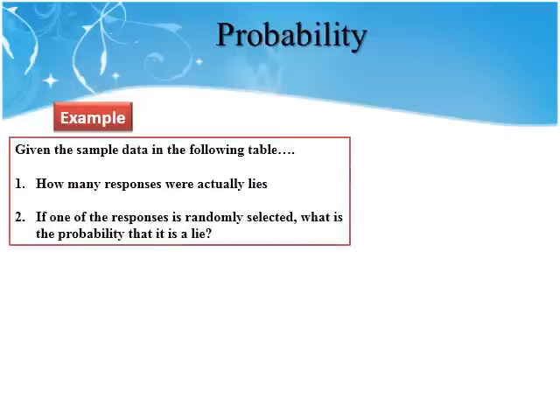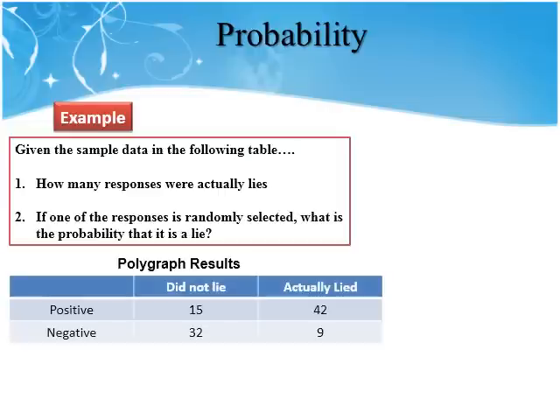Another example. Given the sample data in the following table, first let's answer the question, how many responses were actually lies? What we're looking at is polygraph results where we got a positive test result for some people who did not actually lie and some people who actually lied. And we got a negative result for some people who did not actually lie and a negative result for some people who actually did lie.